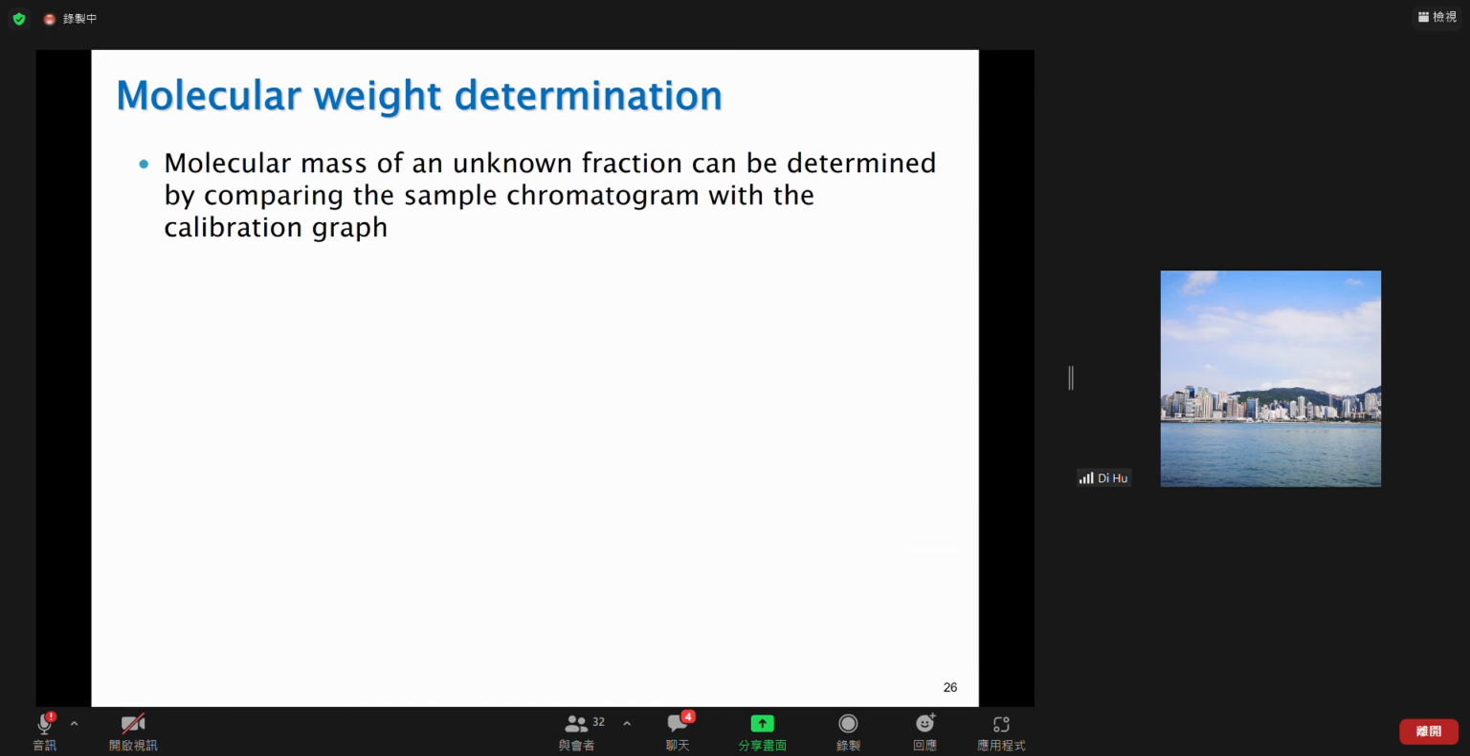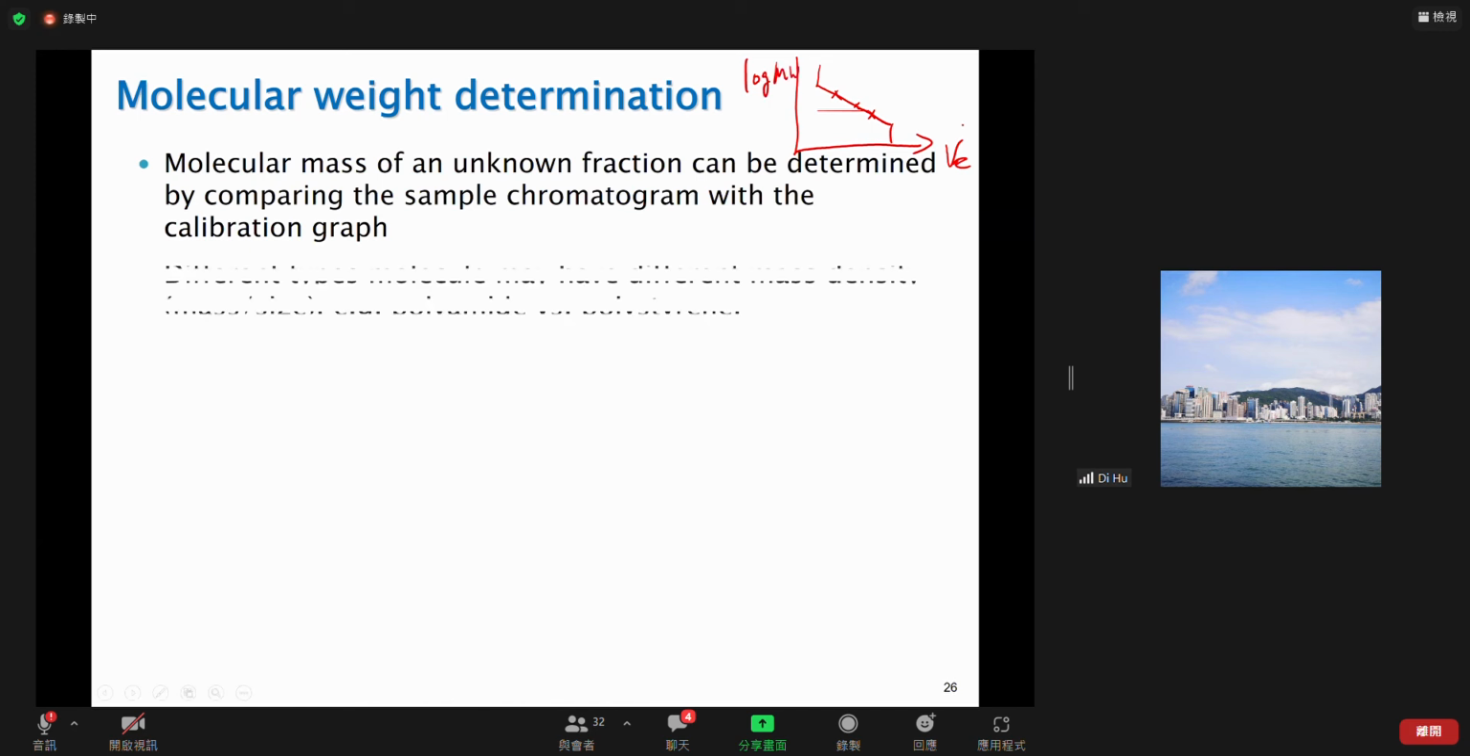And for the molecular weight determination, the molecular mass of an unknown fraction can be determined by comparing the sample chromatogram with the calibration curve, as we see here, comparing with this part. Once you know the VE for the sample, you put that into this chromatogram, and you can know the molecular weight of the sample.